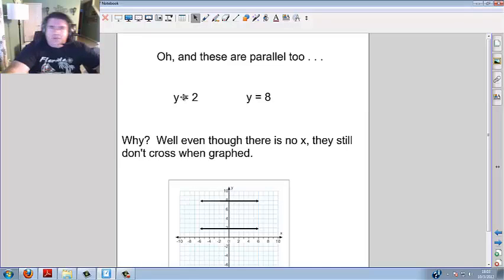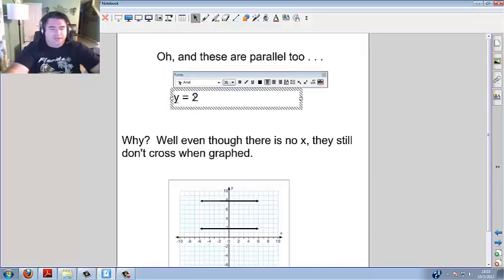And these are parallel too, by the way. y equals 2 and y equals 8. Because if you know y equals 2 just means you go up 2 and go left or right as far as you want, because the x value can be anything. All we know is that y equals 2. And y equals 8 just goes left or right because, again, we don't have the x value.